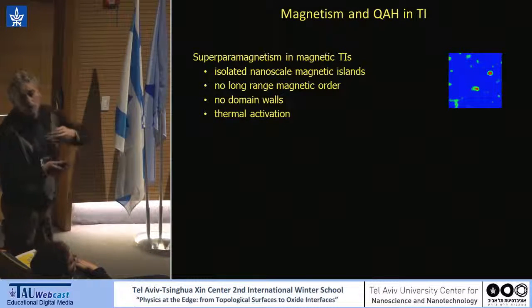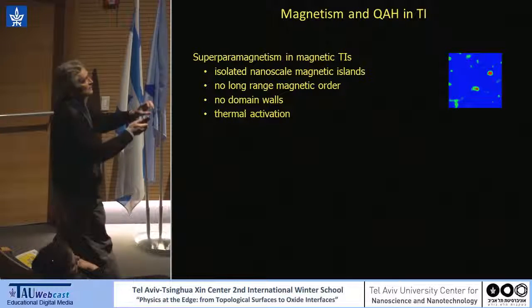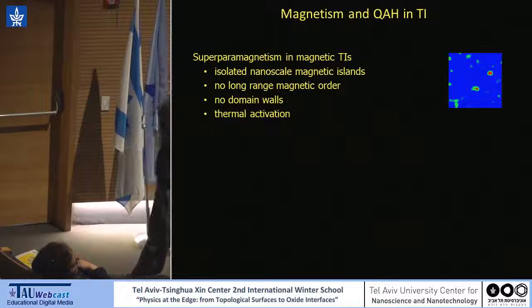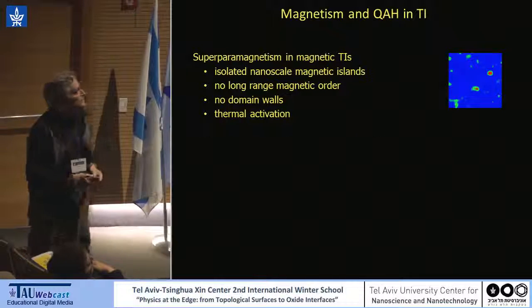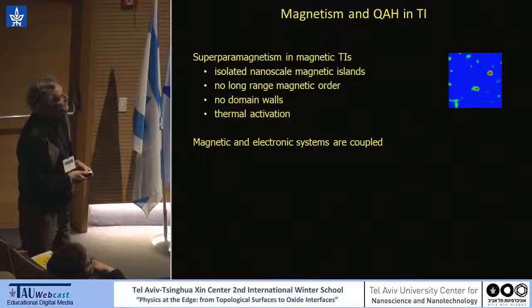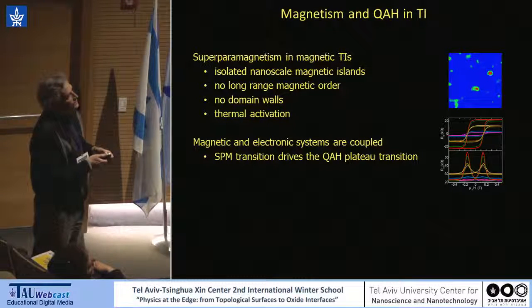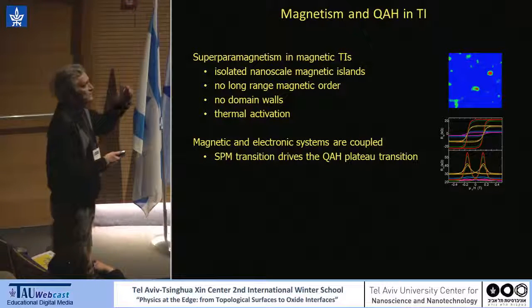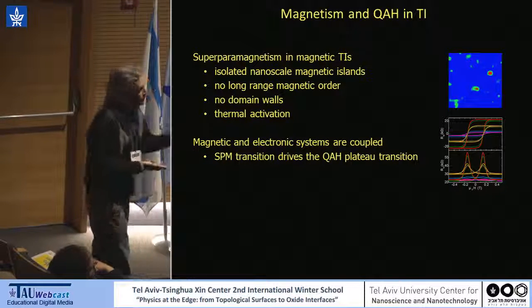There are no domain walls. There's no dynamics of domain walls like in a ferromagnet. And we see thermal activation, namely these superparamagnetic islands that are slightly below their blocking temperature. The dynamics is very slow. We see that the magnetic and electronic systems are coupled. So obviously, there is a very strong coupling between the magnetic system and the electronic system, which drives the plateau transition.